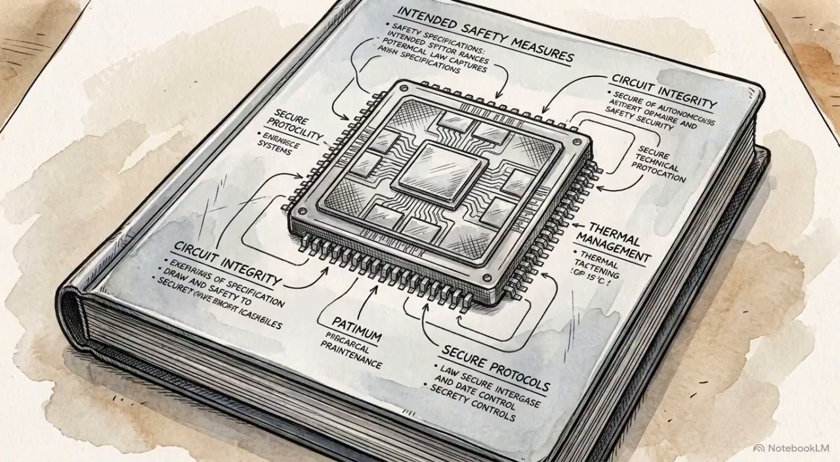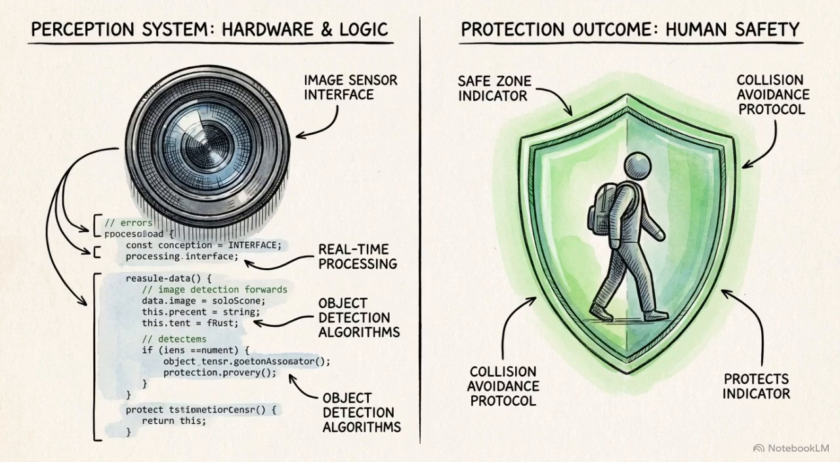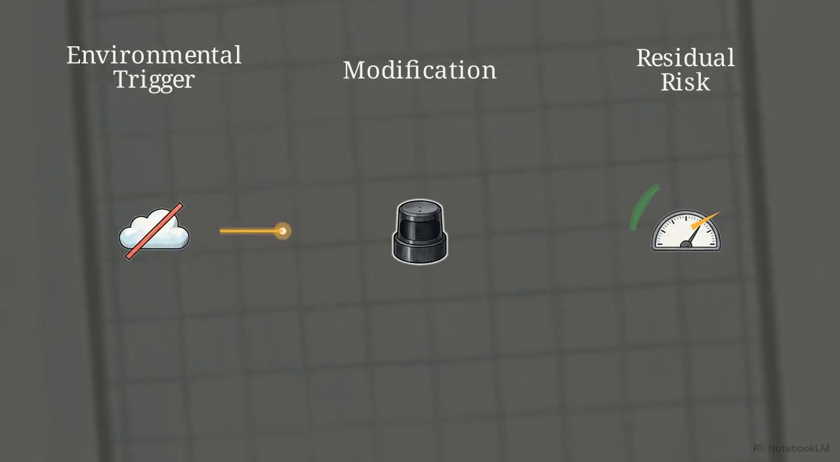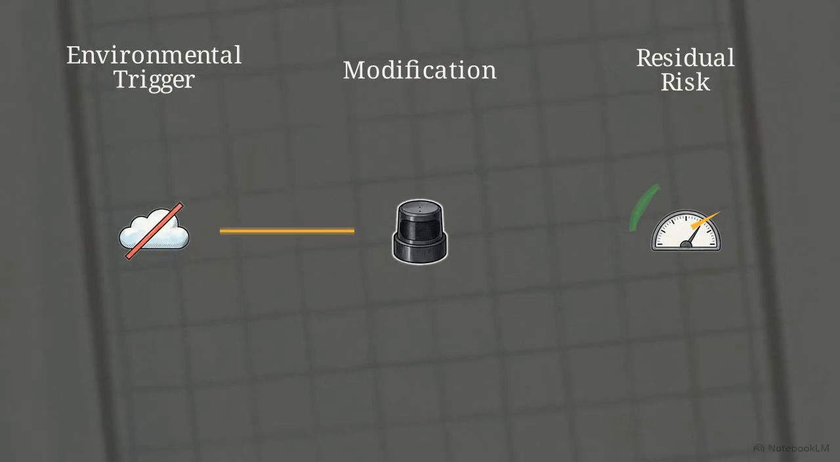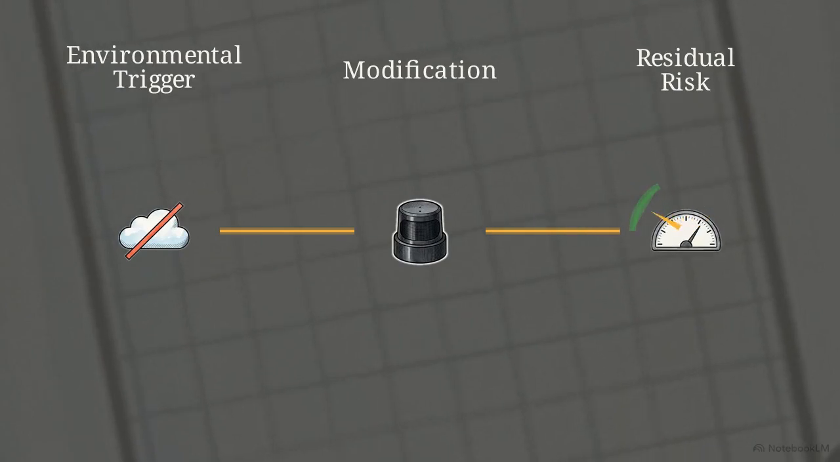The tangible result of this entire process is a document called the Specification of SOTIF Measures. This is more than a list of parts. It is a comprehensive engineering rationale that explains why each modification was chosen and how it contributes to the vehicle's safety. This document provides full traceability, linking the initial environmental trigger to the specific hardware or software change, and finally to the residual risk calculation.